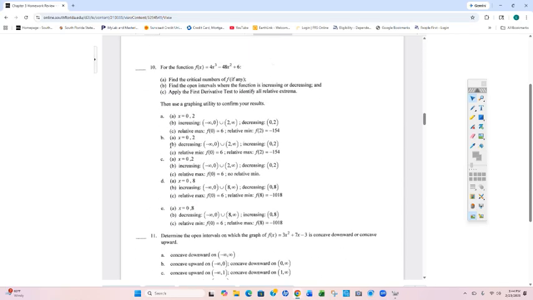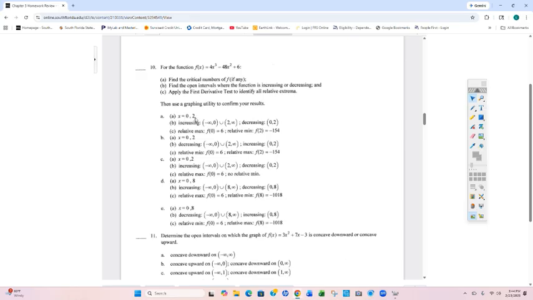Number 10, for the function f of x equals 4x cubed minus 48x squared plus 6. Part A, find the critical numbers, if any. Part B, find the open intervals where the function is increasing or decreasing. And part C, apply the first derivative test to identify all relative extrema. For part A, there's three answers.